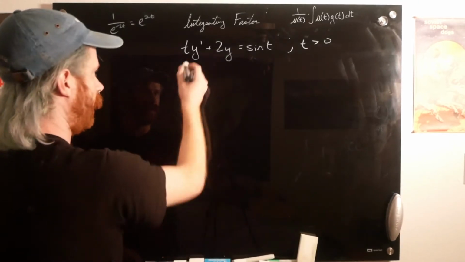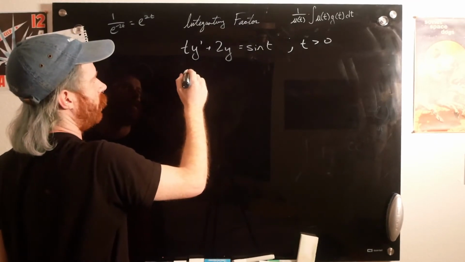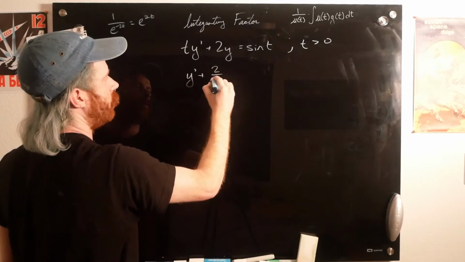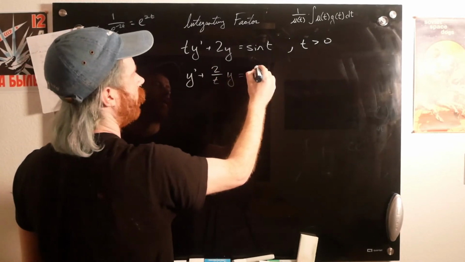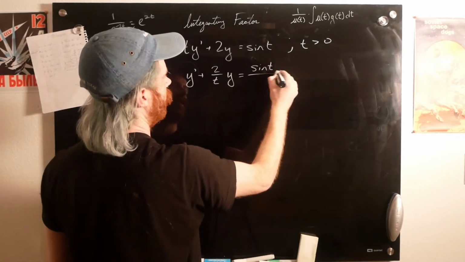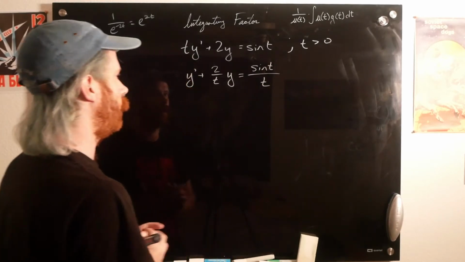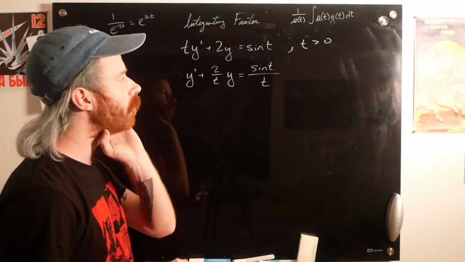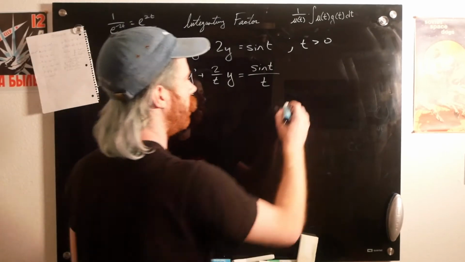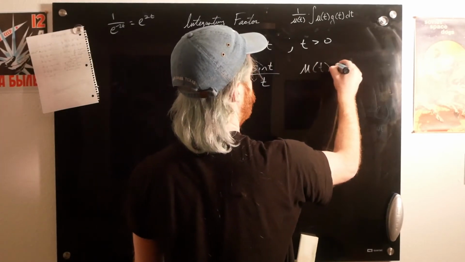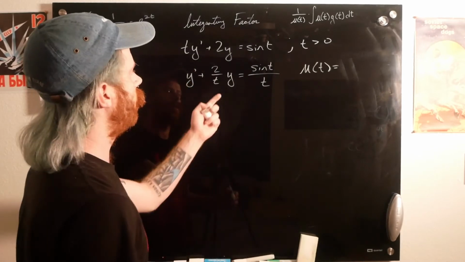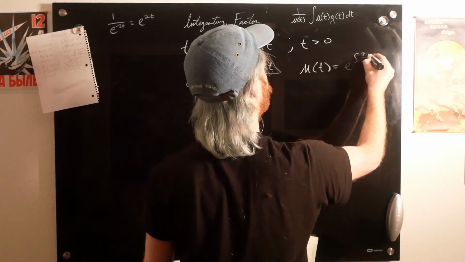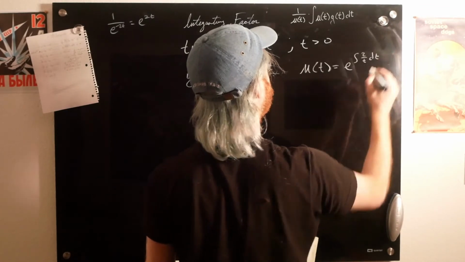So divide everything by t. So we'd have y prime plus 2 over t times y equals sine of t over t. So now that we have it in this form, we can now identify what mu of t and what g of t is. So mu of t is going to equal e to the integral of p of t, which is 2 over t dt.